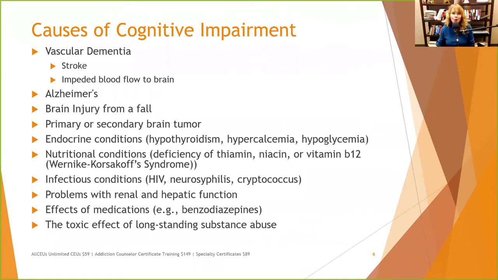If you've ever worked with anybody or seen anybody who's been using methamphetamine, or people who huff paint, those are two very stark examples of the toxic effects of long-standing substance abuse on the brain. Paint can do some really wicked stuff. And you see in some people who are really heavy chronic users of marijuana that they may have some cognitive changes as well.